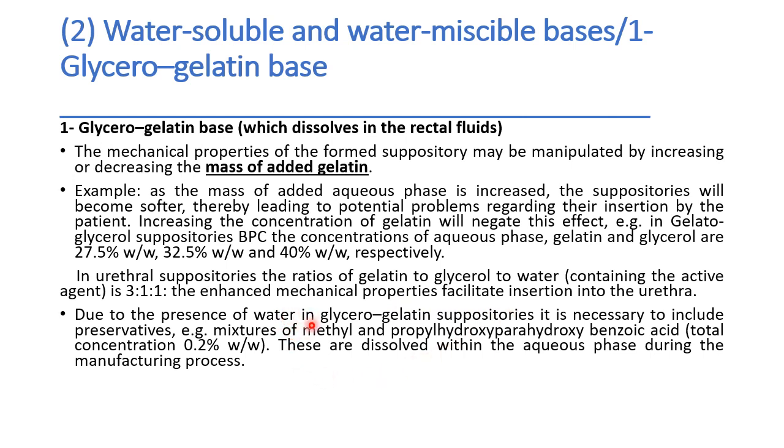Because of the presence of water in this dosage form, it is important to include preservatives. For example, mixtures of methyl and propyl parahydroxybenzoic acid. Total concentrations 0.2% weight per weight. These preservatives should be added to the aqueous phase during the manufacturing of the suppositories.